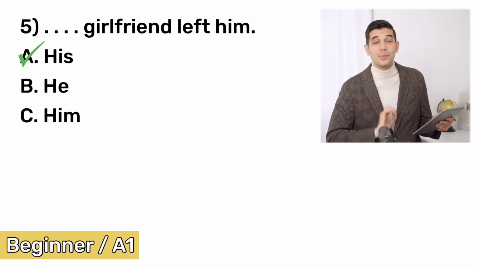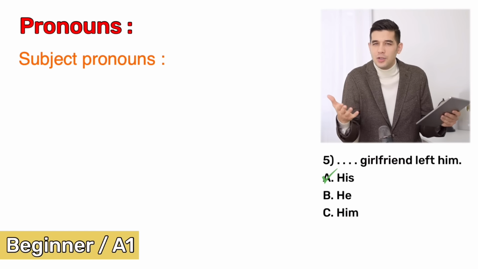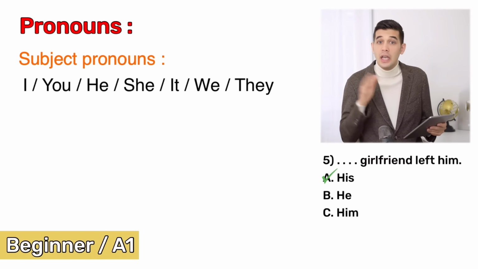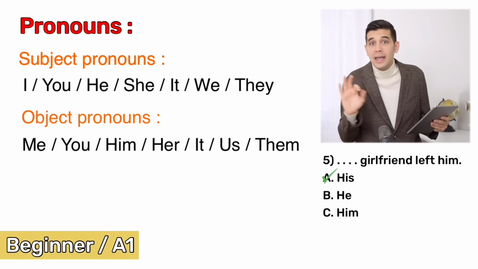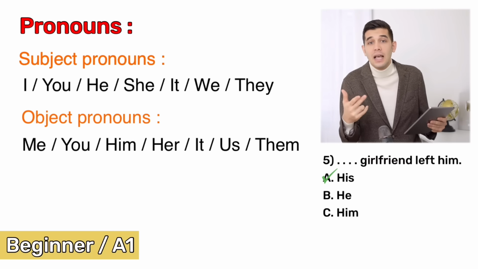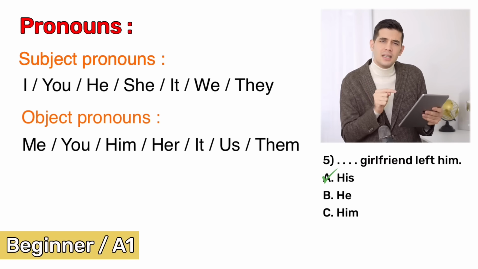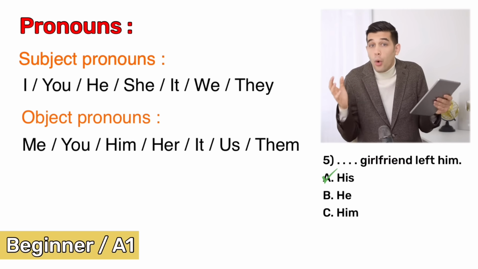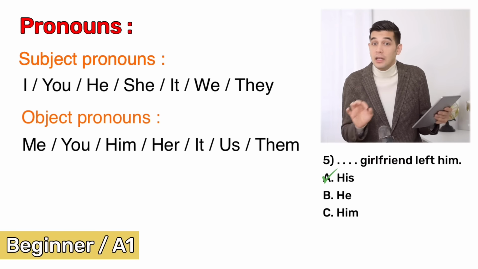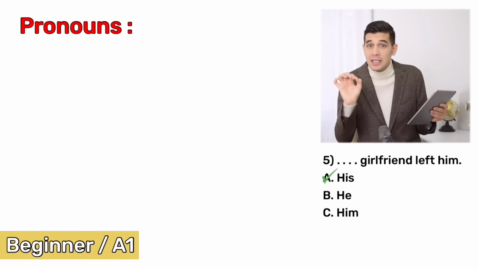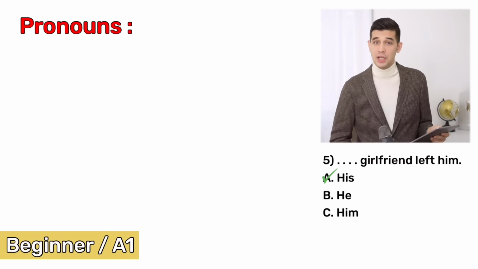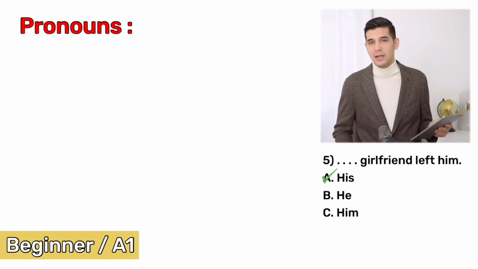Again, let's talk about pronouns. Subject pronouns were I, you, he, she, it, we, they. Object pronouns were me, you, him, her, it, us, and them, right? Now in this case, do we need an object pronoun or a subject pronoun? None of them. Even though the sentence begins with this pronoun, it is not the subject. It is neither the object of the sentence.